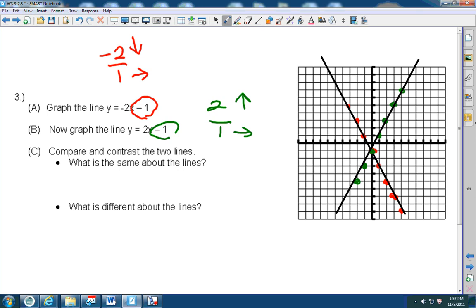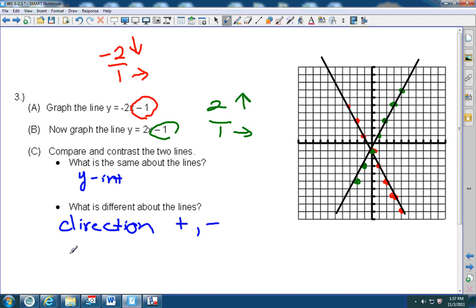Okay. Now what is the same? The same is the y-intercept. Are the slopes both going in the same direction? Are they both increasing or decreasing? Nope. What's different is the direction, because one is positive, one's negative. My pen doesn't want to write. So one is positive, one's negative.